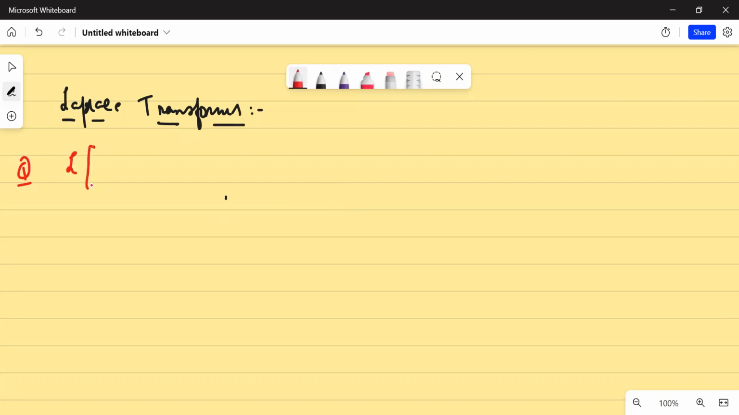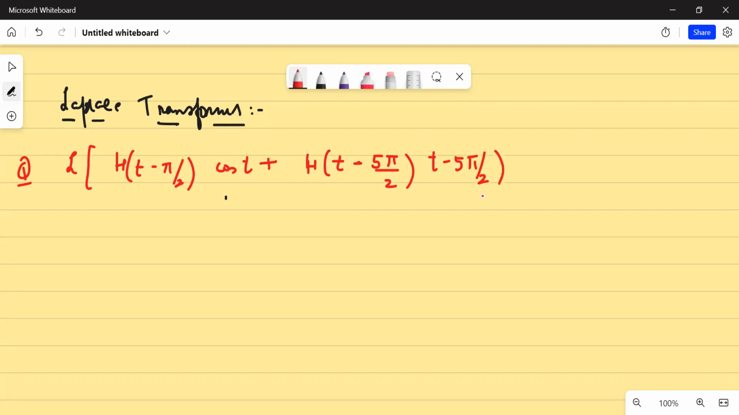Find me the Laplace transform of h of t minus pi by 2 times cos t, plus h of t minus 5 pi by 2 times (t minus 5 pi by 2). Okay, so this is how it is. This is what we have to find.